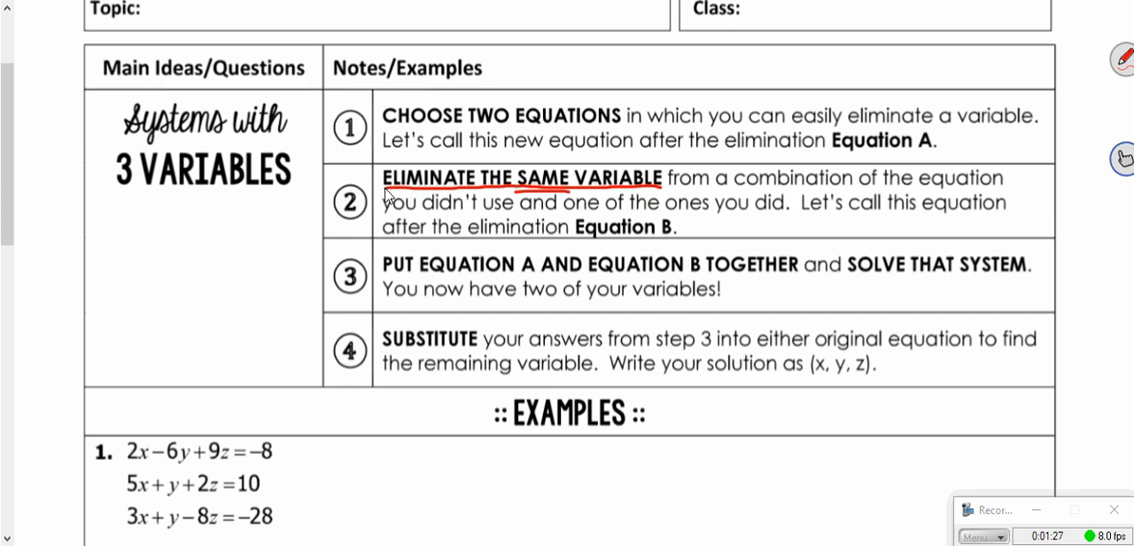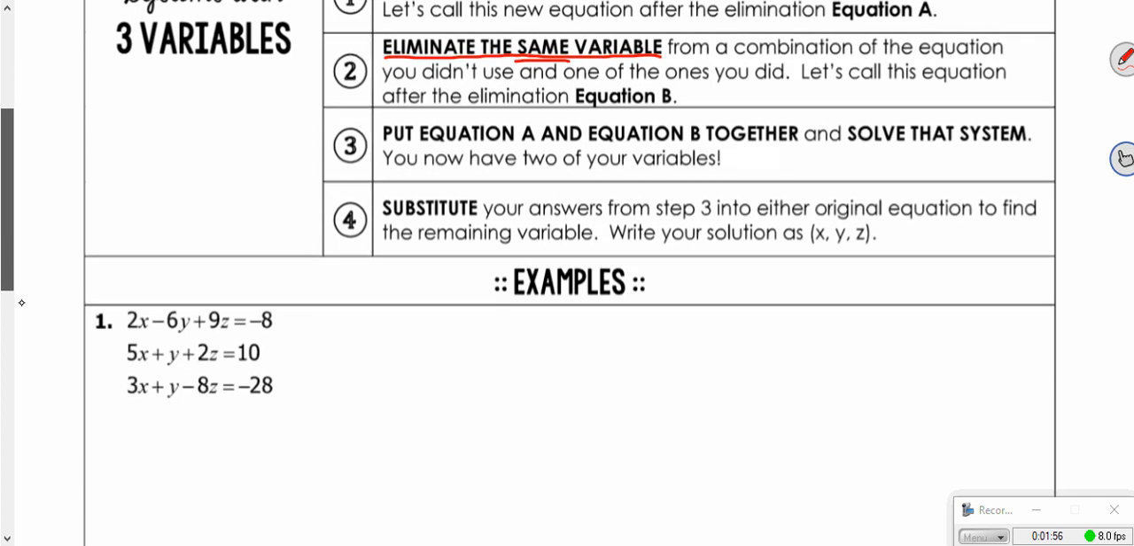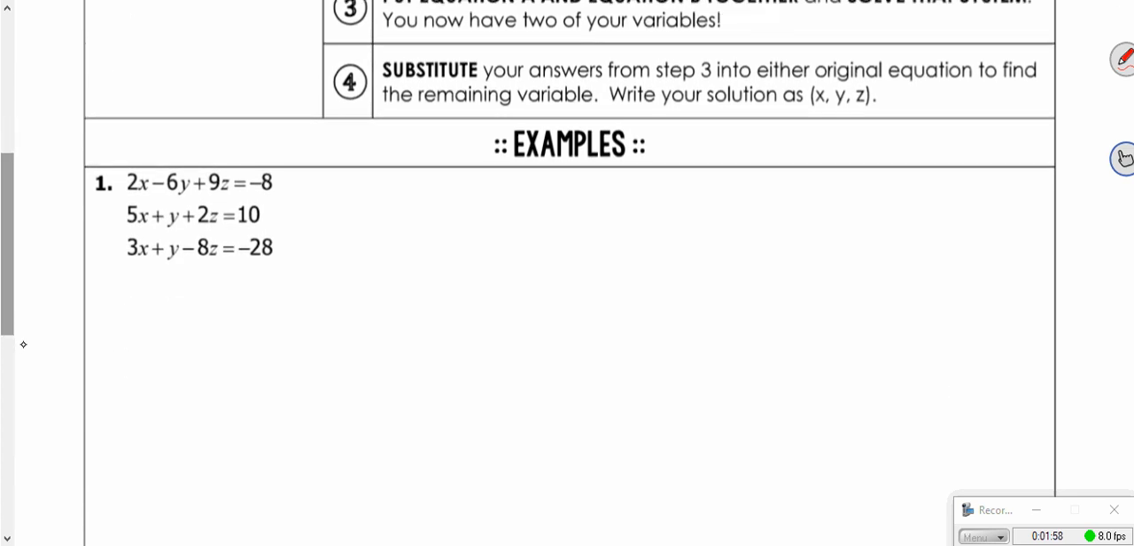You eliminate the same variable from a combination of the equation you didn't use and one of the ones you did. So essentially, you have to eliminate a variable from 2 equations, then you have to eliminate the same variable from a different 2 equations. You can't use the same 2 you did in the first step, okay? And then we're going to call that equation B. Then it's like you start the problem all over again with equation A and B, and then you do the process of elimination or substitution all over again. So, clear as mud, right? Let's dive in and I'll show you what I mean.